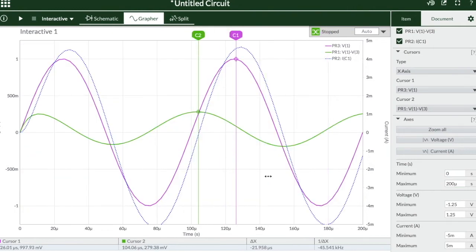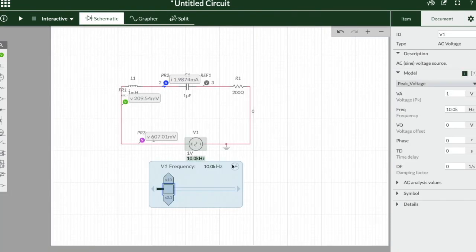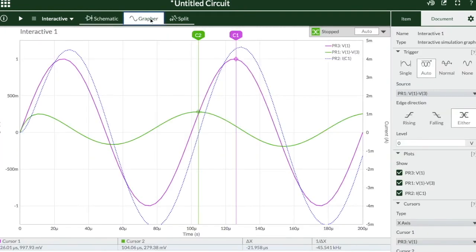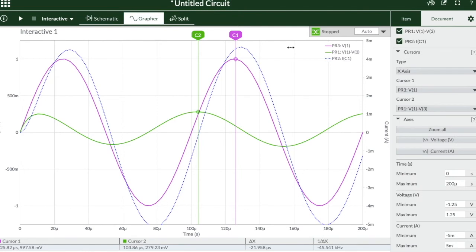The phase difference now is minus 21.958 microseconds. Earlier at 7 kHz, it was minus 36.608 microseconds. So we have noticed that as we increase the frequency beyond the resonant frequency, the phase difference decreases with respect to the frequency and now VLC is leading Vs.